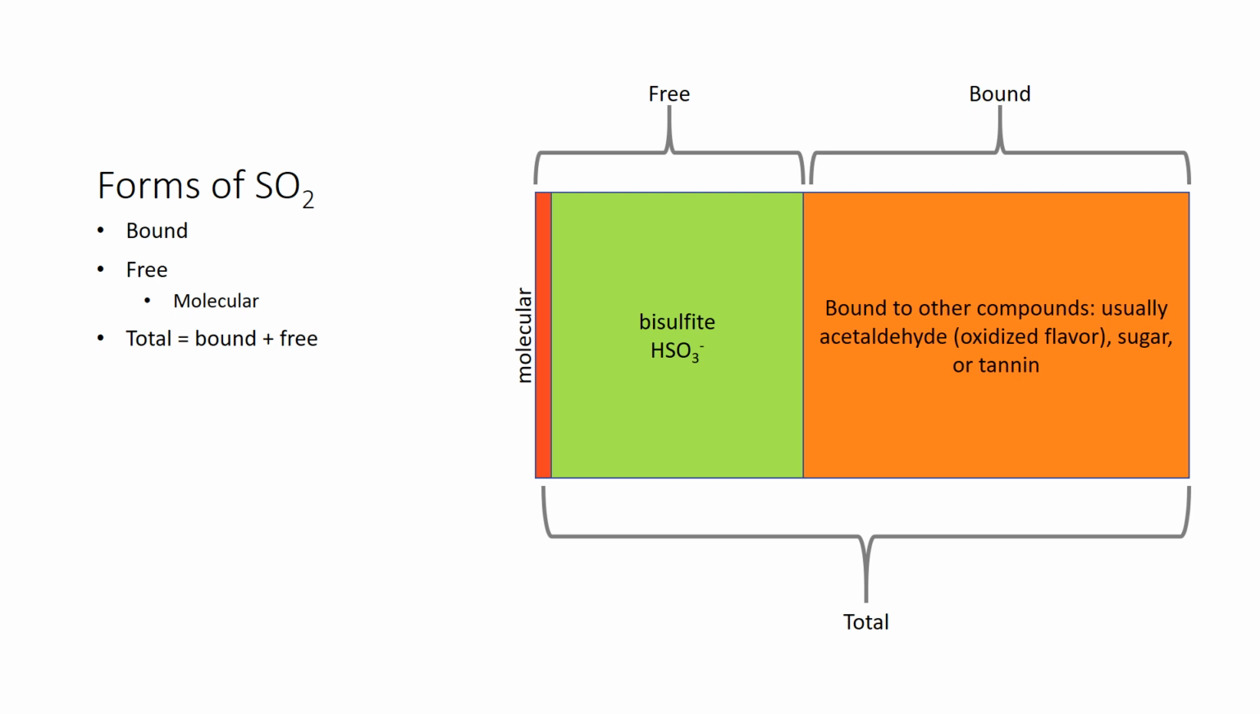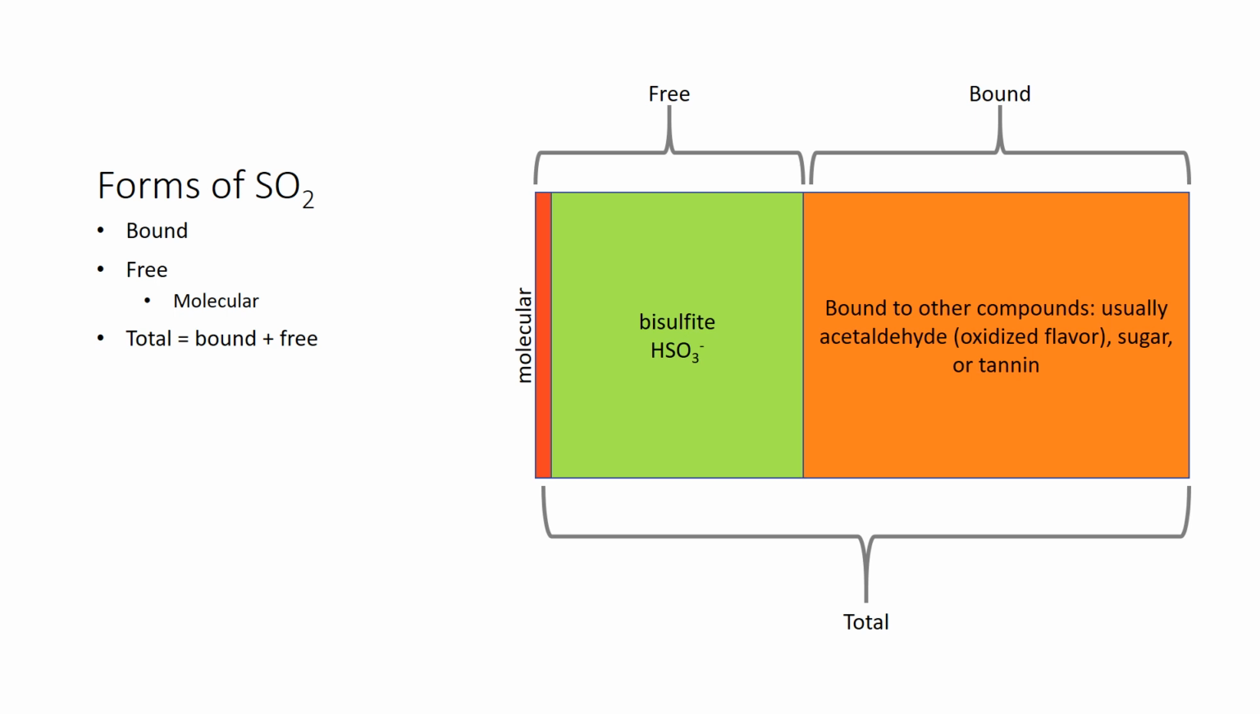There's going to be the bound form, the sulfur dioxide that starts reacting with stuff in the wine and binding to it. Usually this is acetaldehyde, which is the oxidized flavor in wines. This is more common in white wines. It could react with sugar and bind to it. This is common in sweet wines. Or it can react and bind to a tannin, which is more common in red wines.